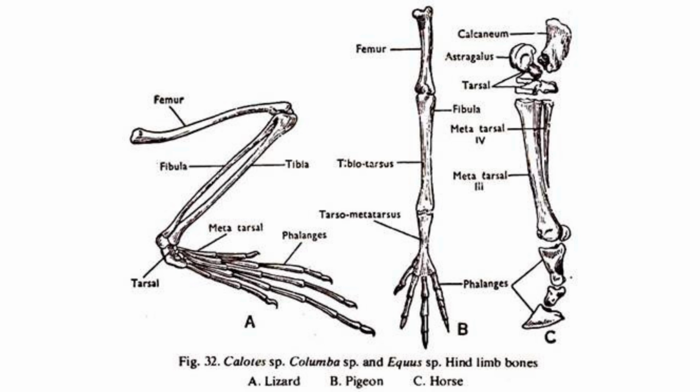Phalangeal formula. In frog, 1, 2, 3, 4, 5. So observe this. Celotes 2, 2, 3, 4, 3. Bird 2, 3, 4, 5, 3. Mammals 0, 3, 3, 3, 3.